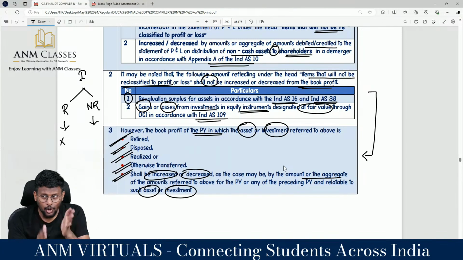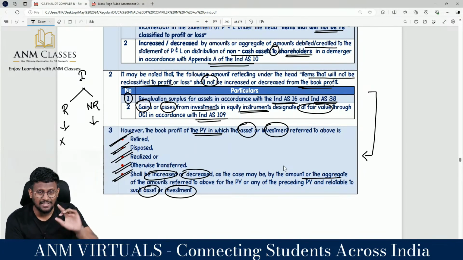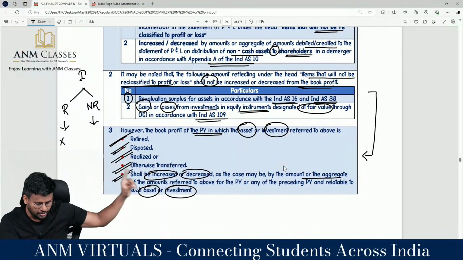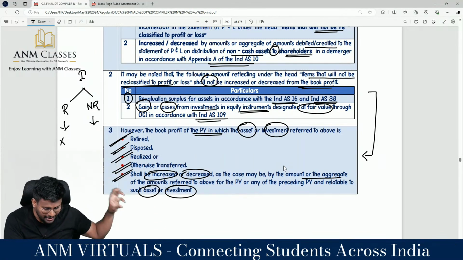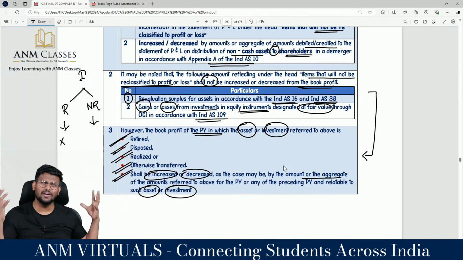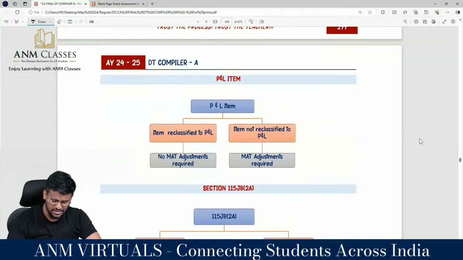So with regard to the asset and investment in equity instrument, you don't pay the tax on a year on year basis. Pay the tax at the time of disposal, at the time of retirement, at the time of realization or otherwise transferred. At the end you adjust. There is no need to adjust before that.